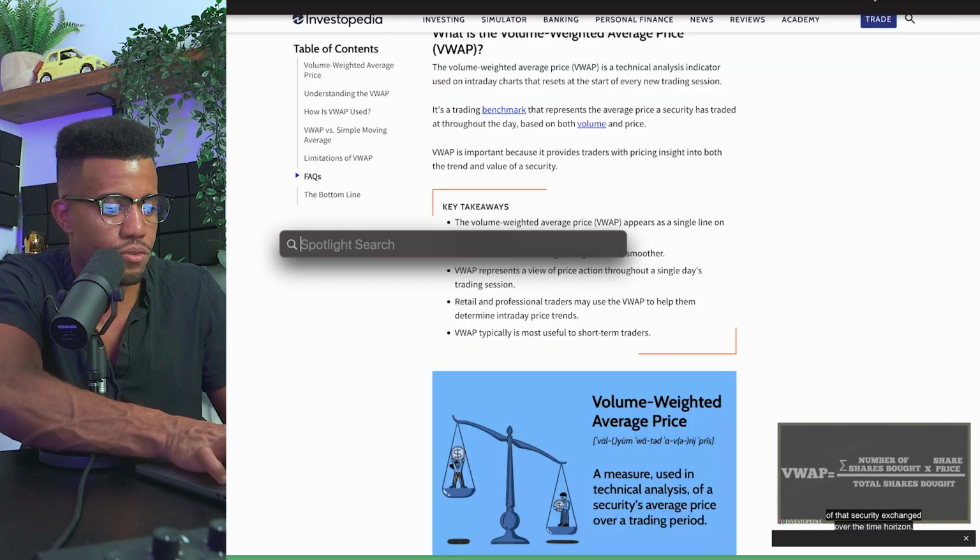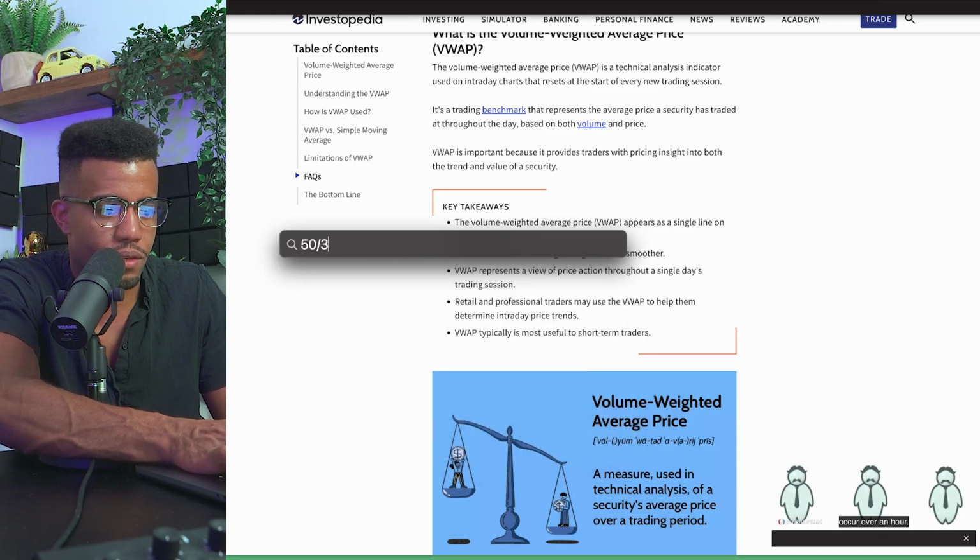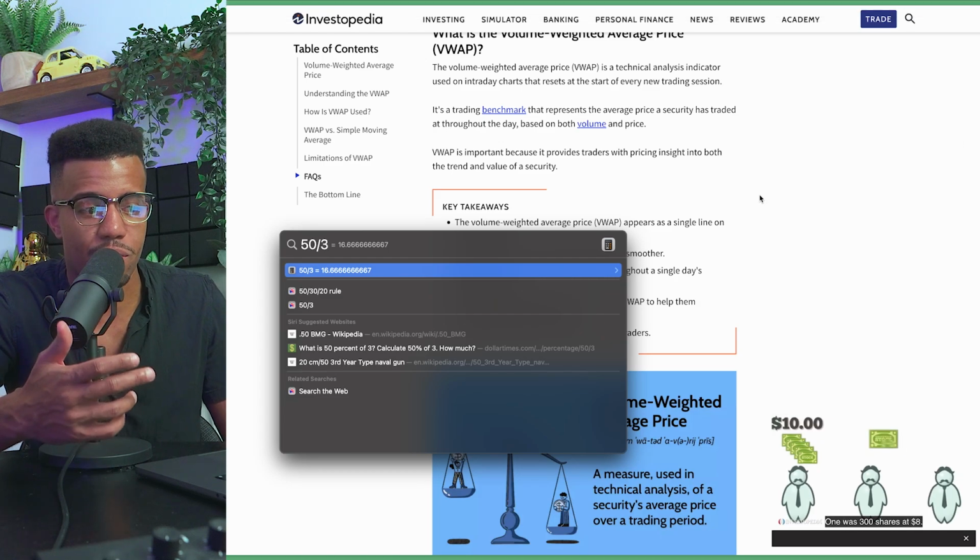So really you have 10, 20, and 20. So the average of that number is, I don't know, let's do some quick math. We could do 10 plus 20 plus 20 is equal to 50. And then what's 50 divided by 3? The weighted average of that is 16.66. That's exactly how VWAP works.